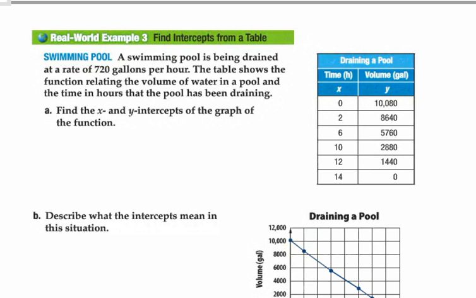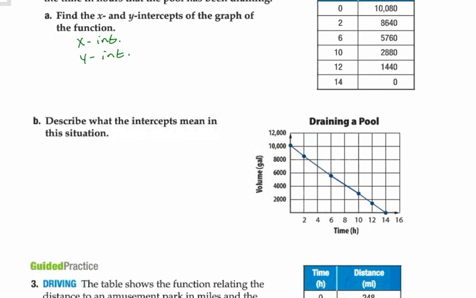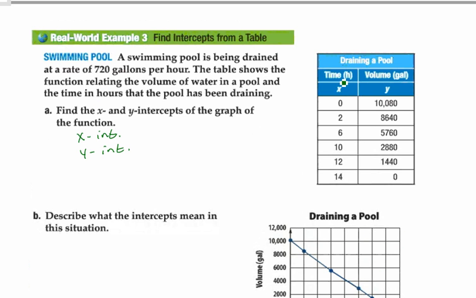So x-intercept and y-intercept. Okay, looking at this table, our x-intercept is going to be down here at 14. Okay, x when y is 0. So x-intercept, maybe we're going to put that when y is 0.